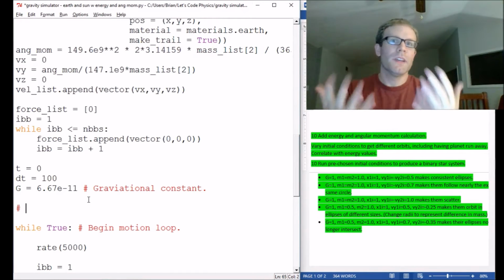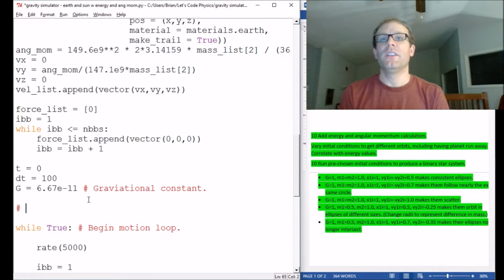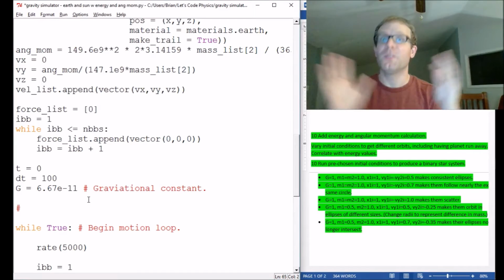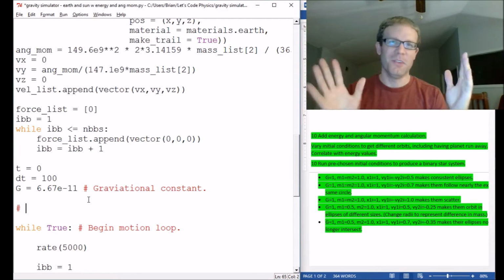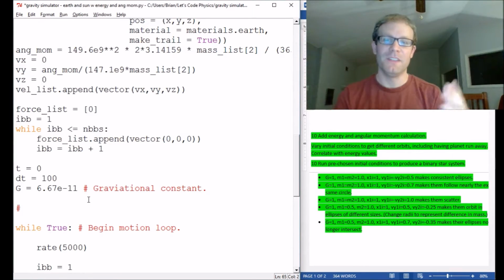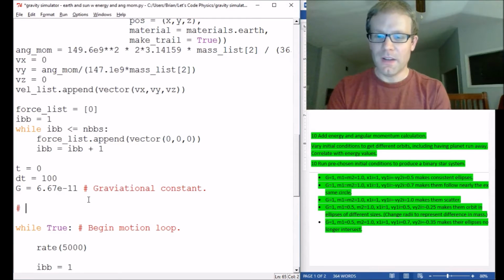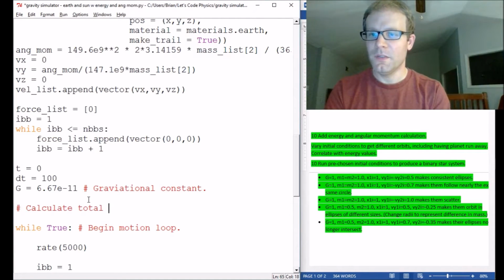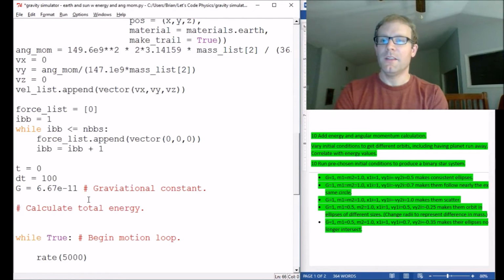Energy, you're probably somewhat familiar with. You probably heard at some point in school, whether you remember it or not is another story, that there's generally two types of energy. There's kinetic and potential energy. So what we're going to do here is calculate the total energy, and that's going to be the kinetic energy plus the potential energy.